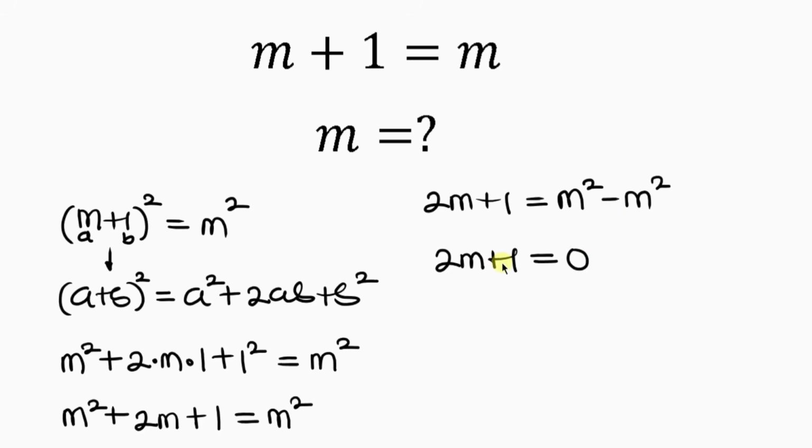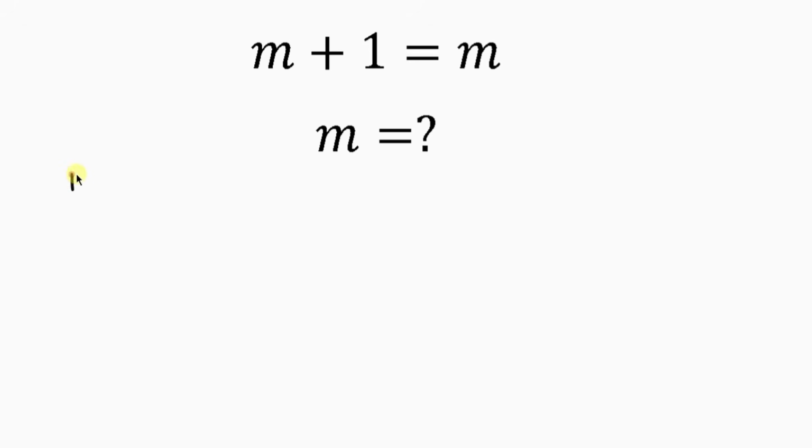Now let's move 1 to the right-hand side so that we have 2m remaining on the left to be equal to, as 1 crosses to the right, it becomes negative 1. And to get the value of m, we just have to divide both sides by 2. Now notice that this 2 cancels out this 2, leaving behind m to be equal to negative 1 all over 2. Now let's check if this value of m is actually correct. We've got our solution for m to be negative 1 over 2.